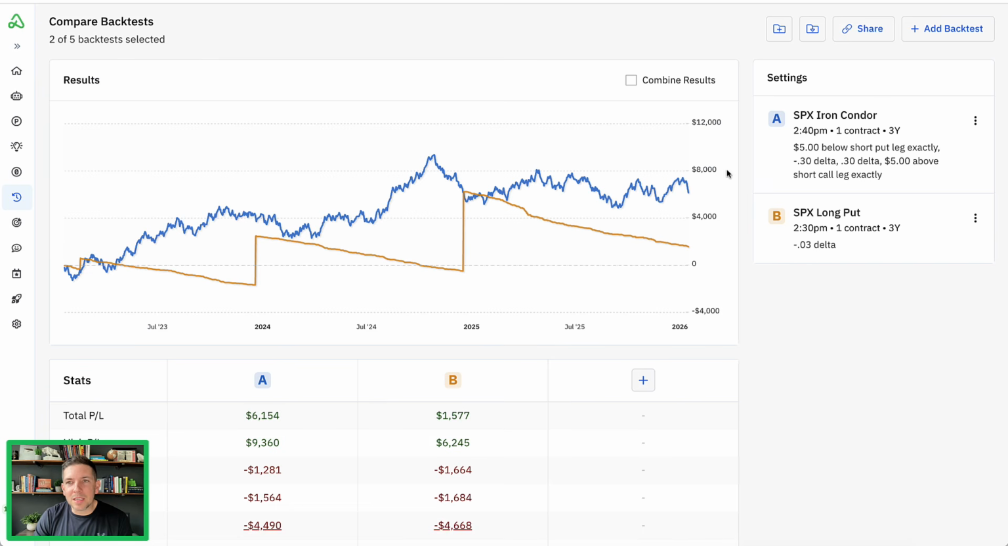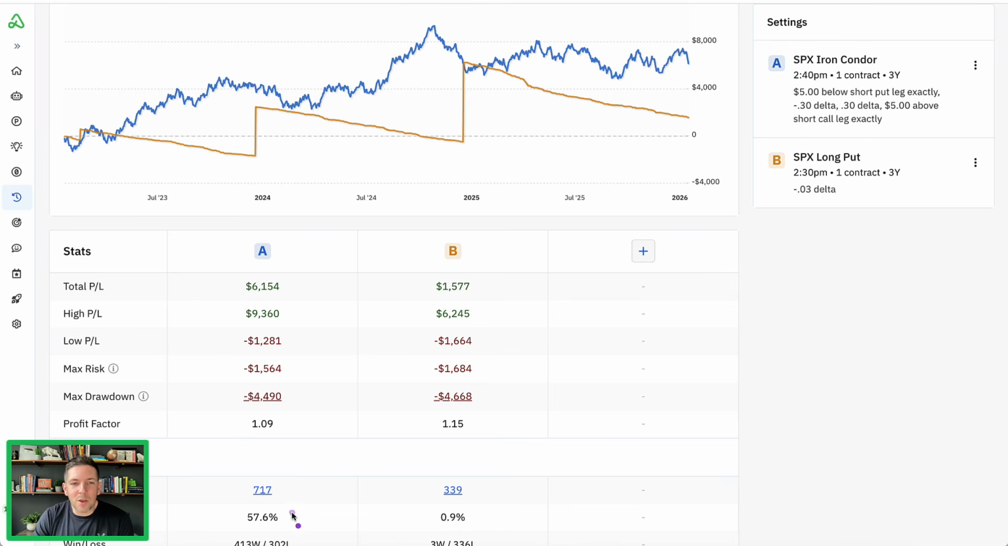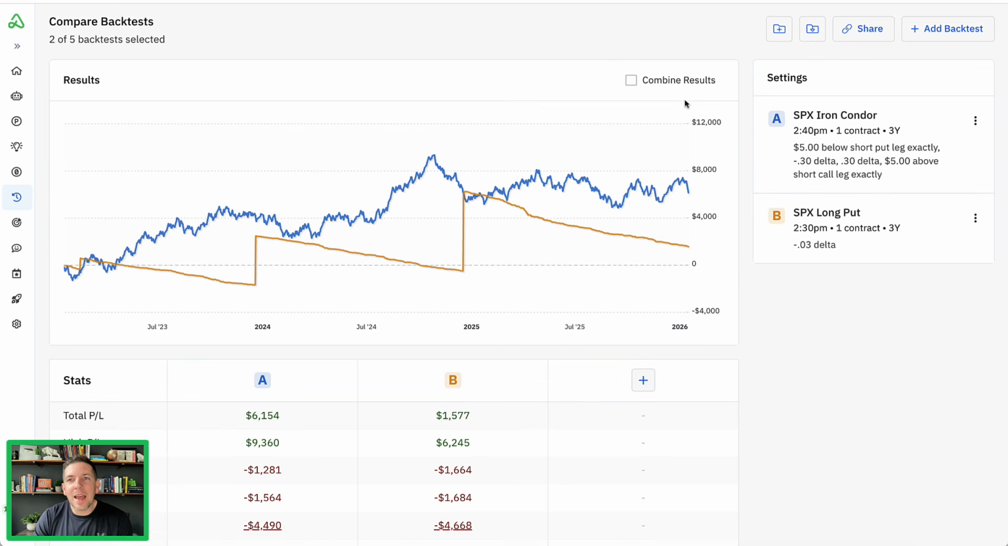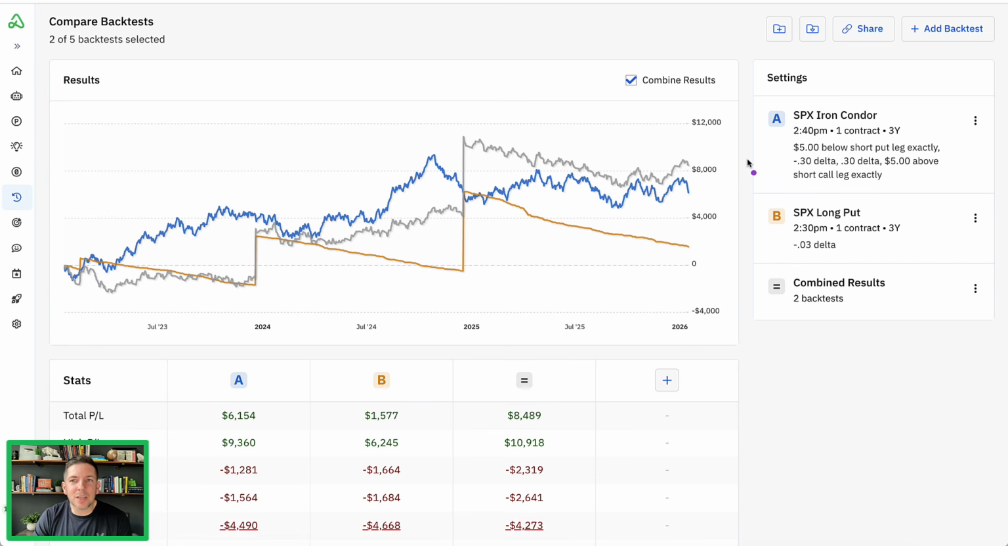But if you look at this individual SPX strategy here, this strategy number A, it's an okay strategy. I'm not saying it's an amazing strategy. I'm just using it as an example. It's got a decent win rate. It's +1 profit factor. Total P&L is good, right? So it's fine. However, if you combine the results of these, and let's say you only open test A if test B is not open, right? Or just do different combinations of this. But what you see is that it actually enhances the combined portfolio by using strategy number B, which is just a long put strategy, in addition to strategy number A with some very simple rules on which one gets opened or not. And so this is really, really cool, is that you can actually do this.